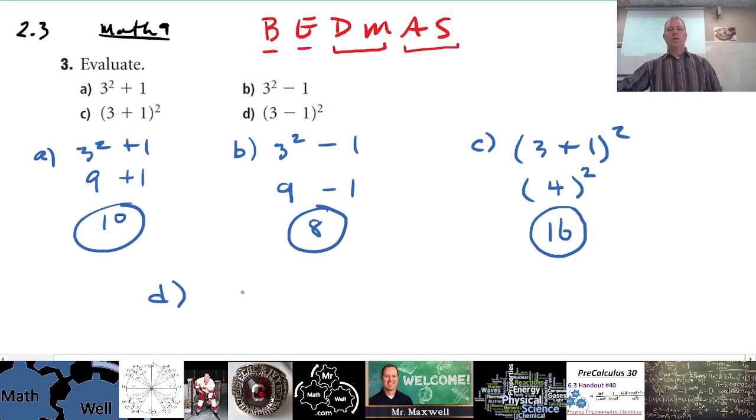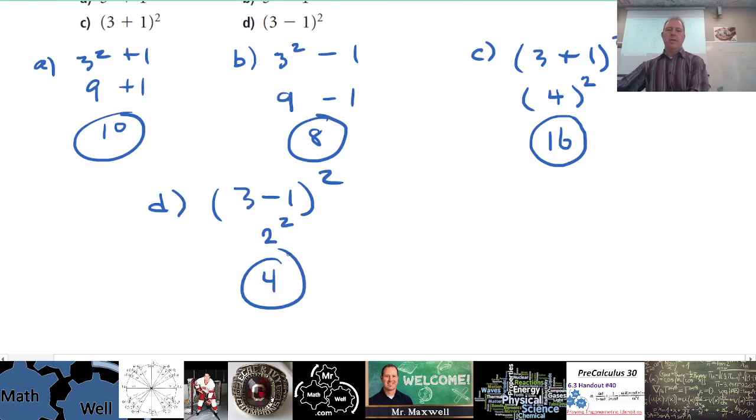I'll do D as well. Finally, 3 minus 1 squared. Brackets first. That's going to be a 2 squared. 4. Done.